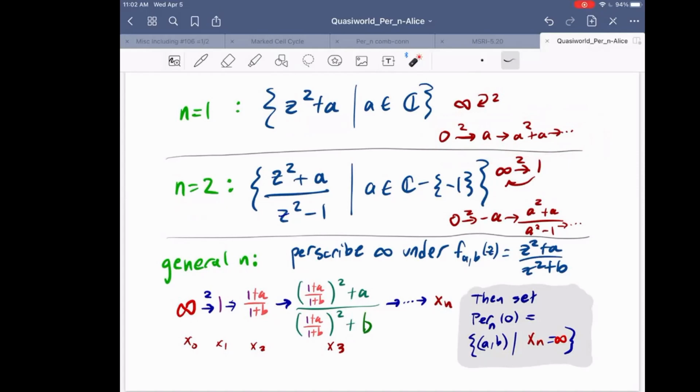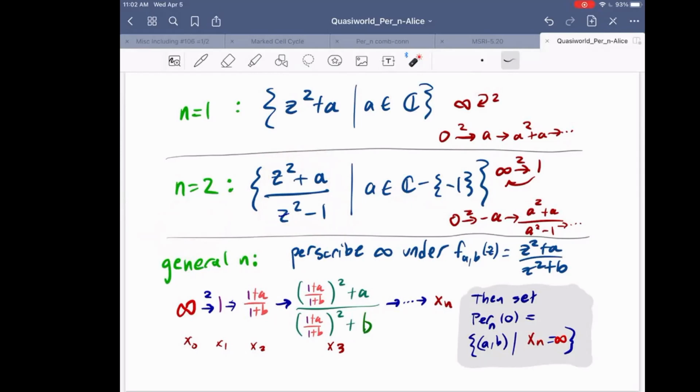If you prescribe infinity to now be in a 2-cycle, you can check that infinity maps critically to the point 1, because that's what 1 over 1 is. And then 1 maps back to infinity, because 1 squared minus 1 is equal to infinity in the denominator. And then 0 does whatever it does. It maps to minus a, maps to (a squared plus a) over (a squared minus 1), et cetera, et cetera.